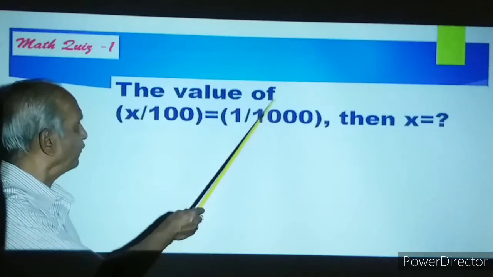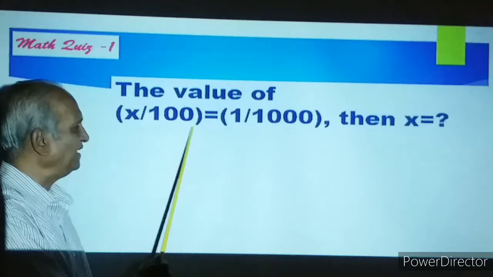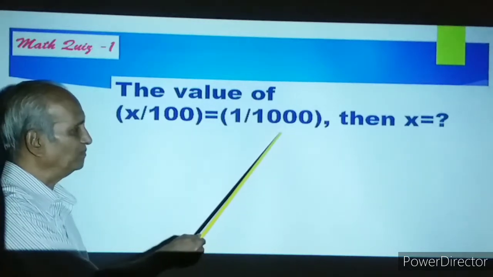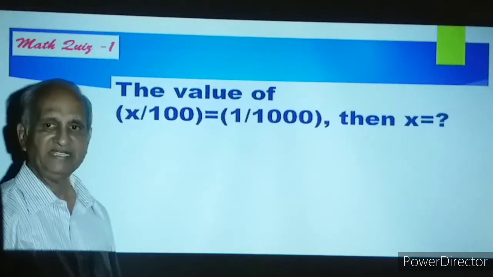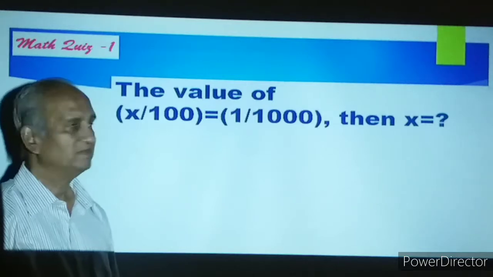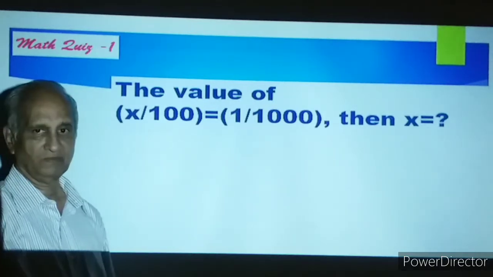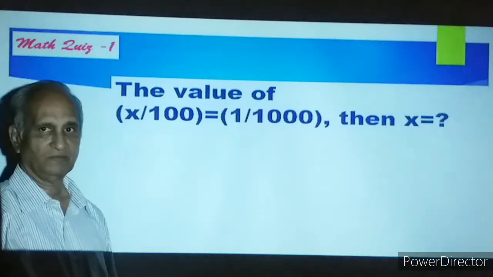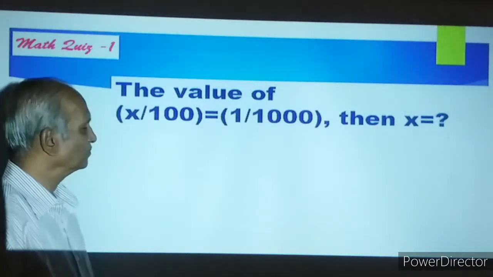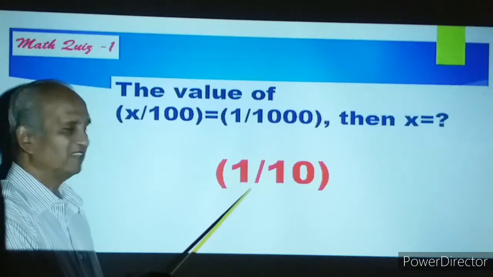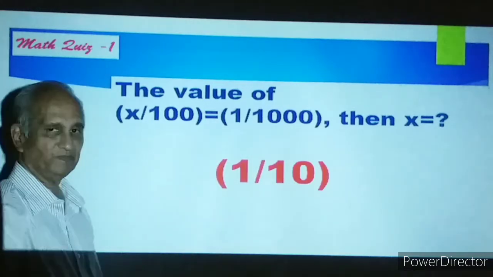Next question. The value of x over 100 is 1 over 1000. Then how much is x? The answer is 1 by 10.